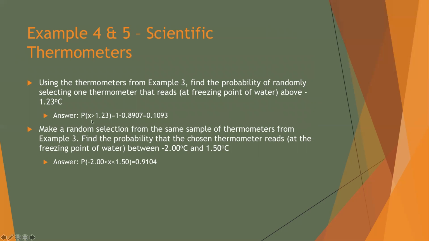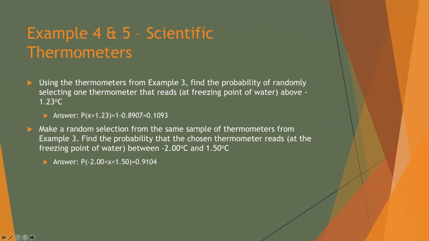But this is asking for the probability that the z-score or x value is greater than 1.23. So we actually need to do 1 minus the 0.8907 to get 0.1093.